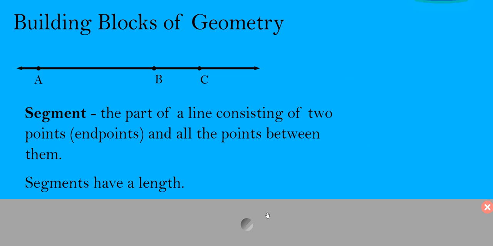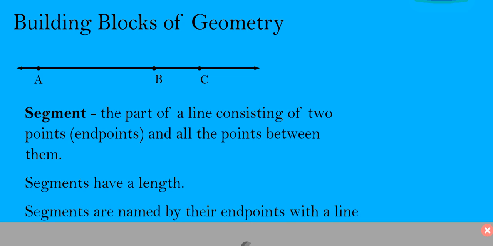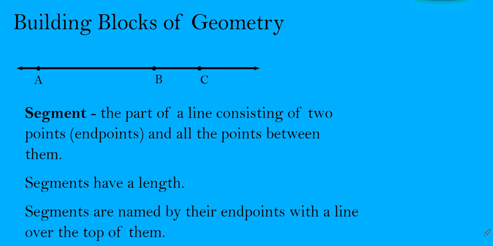If we're going to name a segment, it's named by its endpoints with just a line over the top of them. So as I look at this line here, it contains line segment AC. Now notice I didn't put anything over the top of it beyond the line. AB and BC. All right. AC is this part of the line right here.